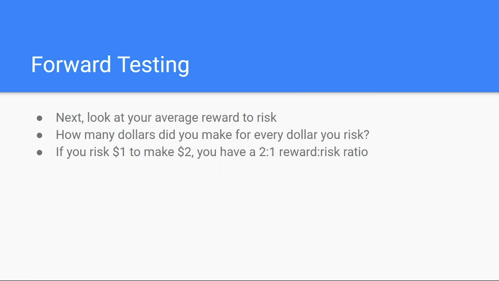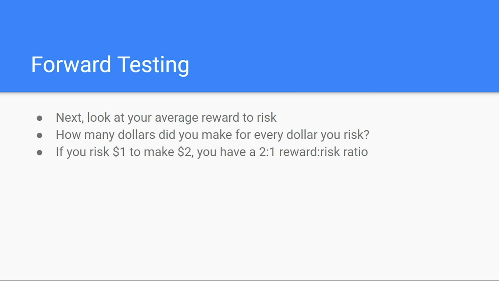So next we have to take a look at the average reward to risk, or as you've heard it, risk to reward. But to me, it actually makes more sense to say reward to risk. The reason is because usually you hear 2-to-1 risk to reward, but that's confusing because it's reversed. It's actually a 2-to-1 reward: $2 to make $1 of risk, or you risk $1 to make $2. It's a little bit confusing, but I say reward to risk. Regardless, how many dollars did you make for every dollar that you risked?